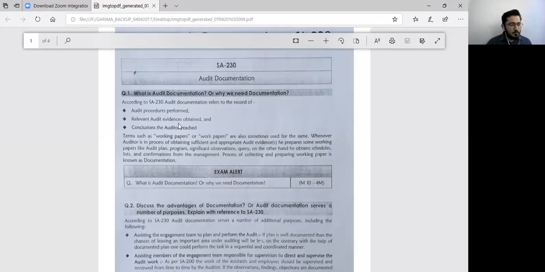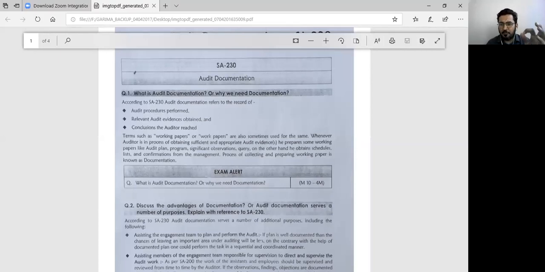Communication with management means, suppose you find out any query, or a mistake. So I'm writing over here: if you find a mistake in financial statements, you will go to the management and communicate with them. The management may agree or disagree. Whatever they do, you take it in writing. Once you take it in writing, this becomes your audit documentation. Are you understanding?